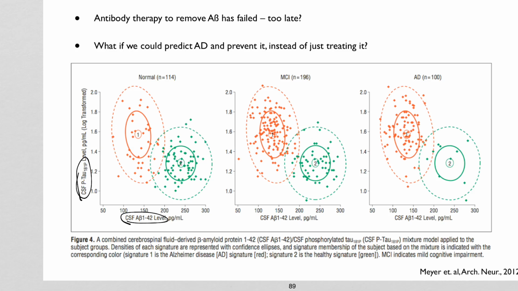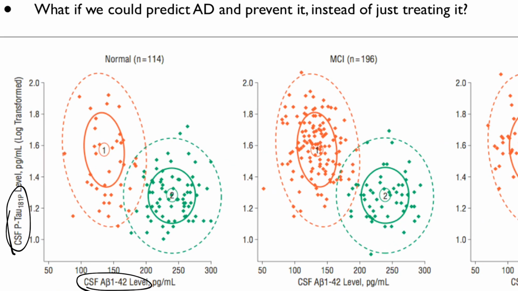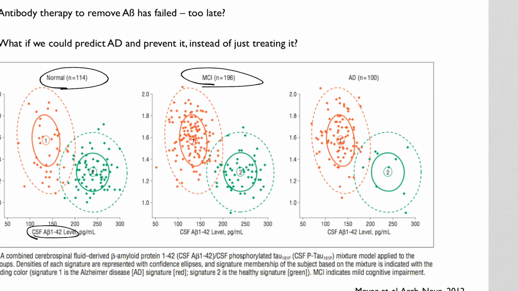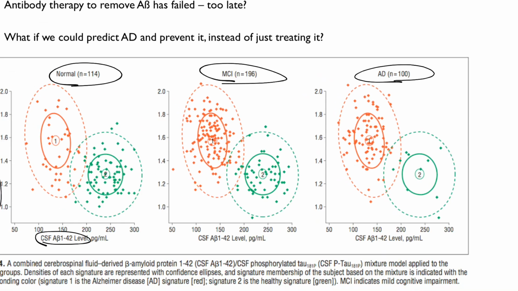But the point is, they then followed these people for nearly 15 years. And what they found was, obviously some people were still healthy and normal. Some people had what's called mild cognitive impairment, which means their brain function isn't what it should be, but they weren't actually diagnosed with Alzheimer's yet. And then the third group, which was diagnosed with Alzheimer's.